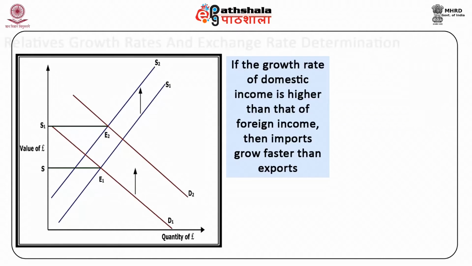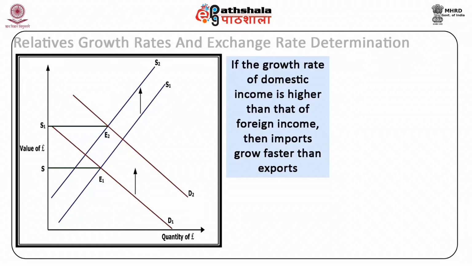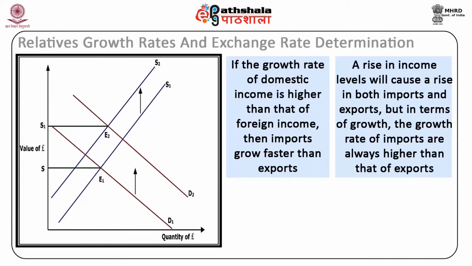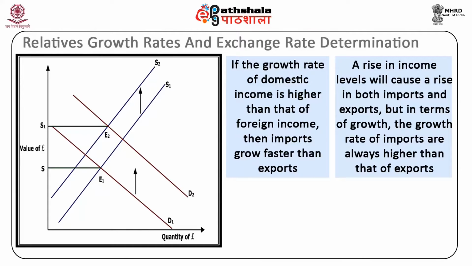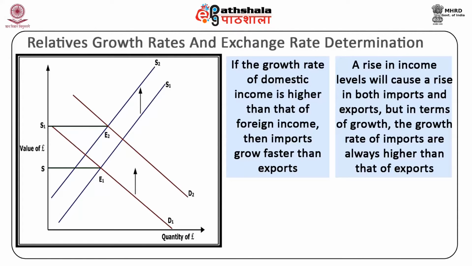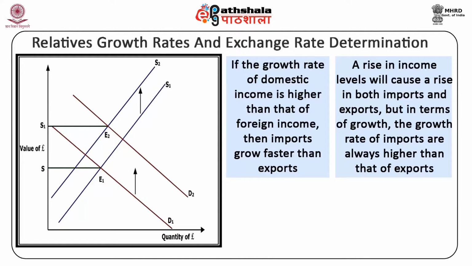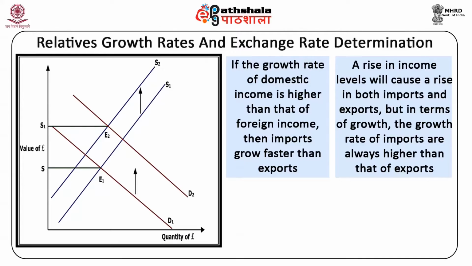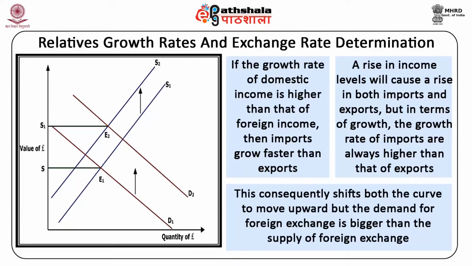If the growth rate of domestic income is higher than that of foreign income, then imports grow faster than exports. A rise in income levels will cause a rise in both imports and exports. But in terms of growth, the growth rate of imports is always higher than that of exports. So, this consequently shifts both the curves upward, but the demand for foreign exchange is bigger than the supply of foreign exchange. This phenomenon is explained in the above figure by a bigger shift in the demand curve than in the supply curve.